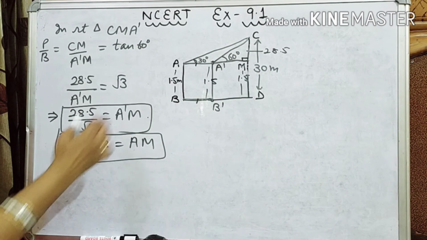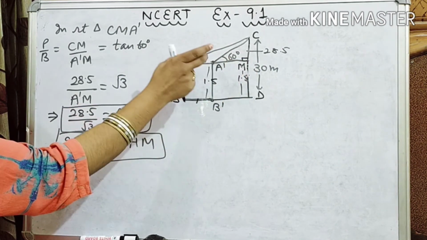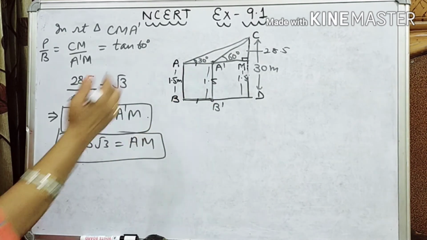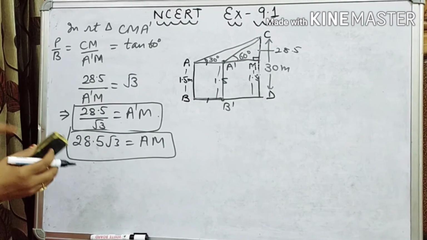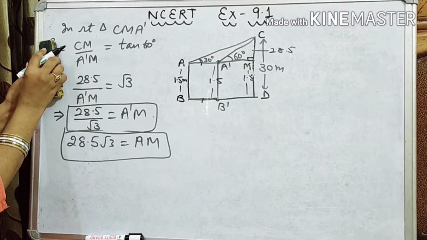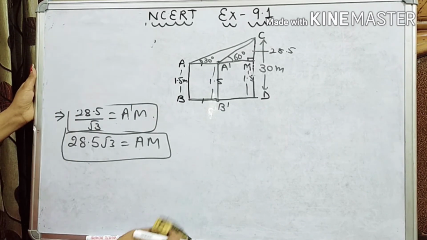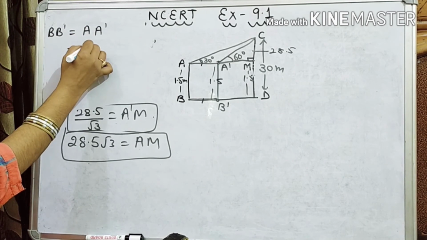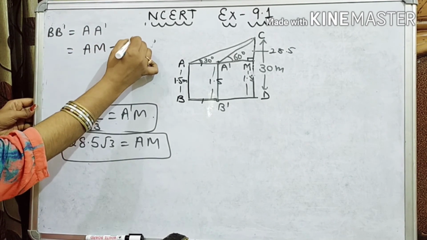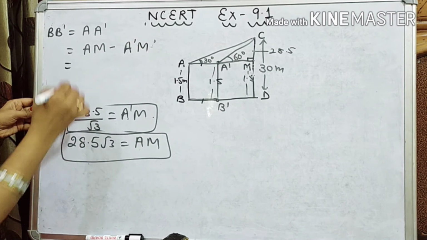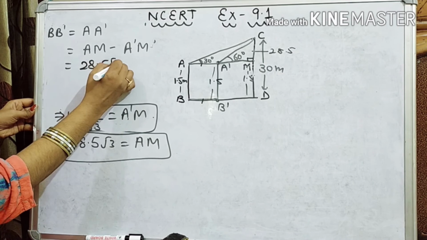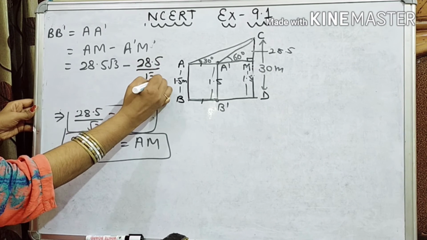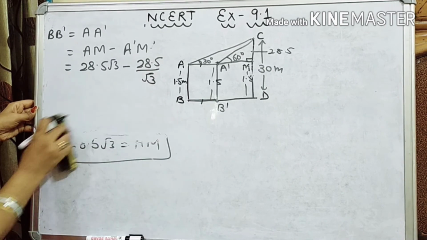Now we have both the values AM and A dash M, and because we have to find out the distance covered by the boy, that is BB dash, and BB dash is equal to AA dash. So that's why now we will have to subtract these two values and get the answer. So BB dash is equal to AA dash, which is equal to AM minus A dash M, and AM we know is 28.5 root 3 minus A dash M is 28.5 by root 3. So further you have to solve it.